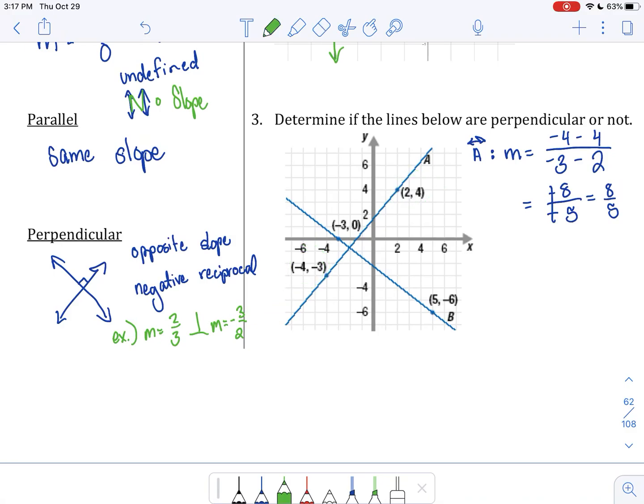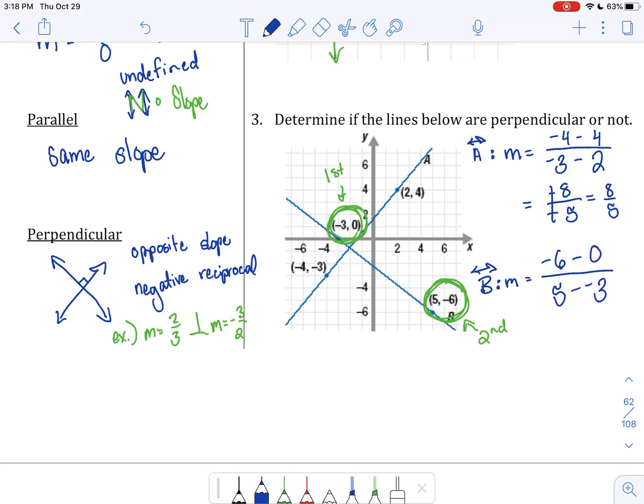I'm going to do the same thing. I'm going to look at the 2 points on b, which here is negative 3, 0, and here. So my slope for b, m is, and I'm going to call this my first point, and this one's my second. So my second y value is negative 6 and 5, minus my other set, which is 0 for y, and negative 3. So again, we're just using x, y, x, y. Negative 6 minus 0 is negative 6. 5 minus negative 3 is going to become plus, so this is 5 plus 3. So now I have negative 6 over 8.